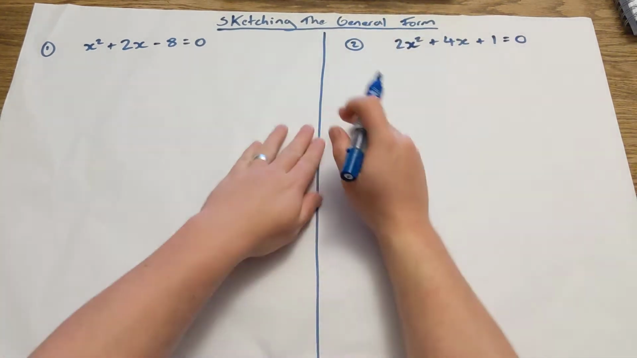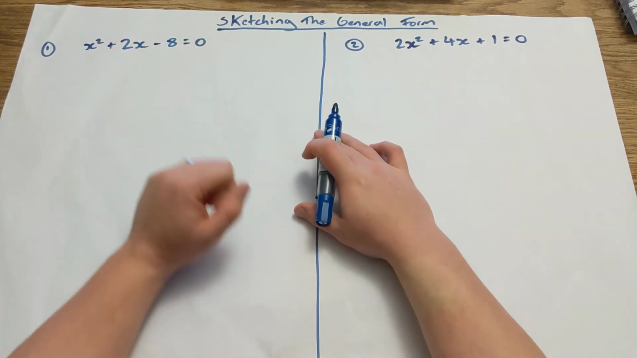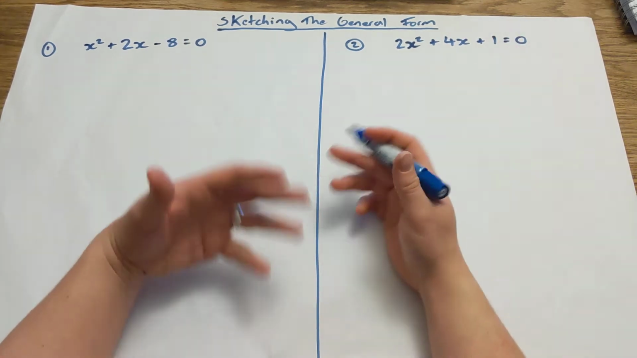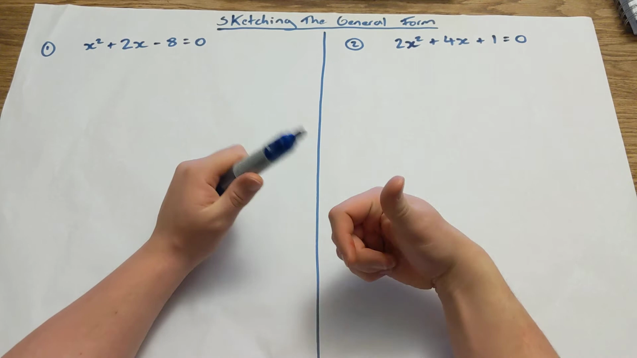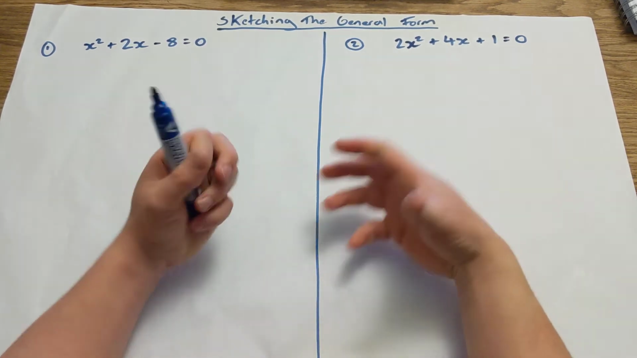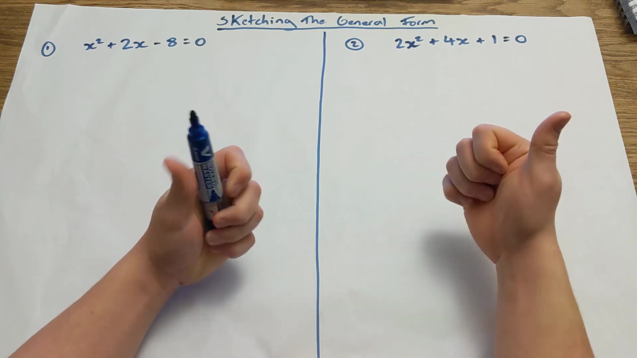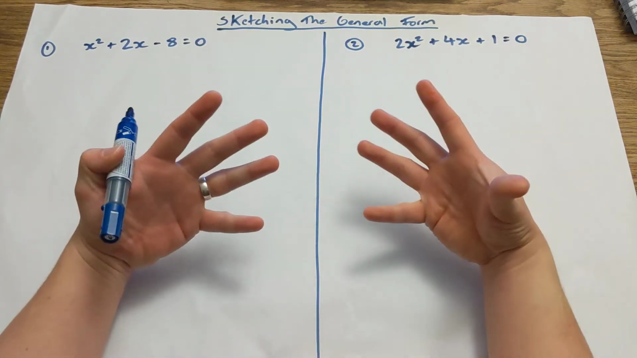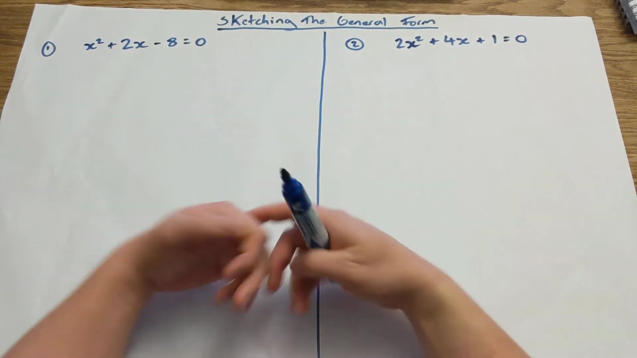Okay, so we might be given something like this, either x squared plus 2x minus 8 equals 0, or 2x squared plus 4x plus 1 equals 0. And we're asked to sketch these. We've done a lot of sketching before, and we know the things we need to be finding out. We need to find out the y-intercept, the turning point, and where it's crossing the x-axis, what the roots are. We do those stages and we sketch it.